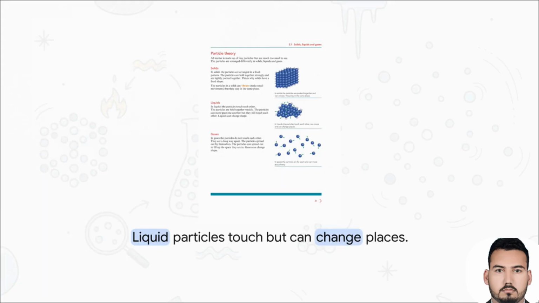Liquids, on the other hand, are a bit more like a crowded networking event. The particles are still physically touching each other, so the room is packed, but the attractive forces holding them together are a lot weaker. This means that while they stay together as a collective group, they can actively squeeze past one another and swap positions. They're mobile, but they're still confined to the crowd.